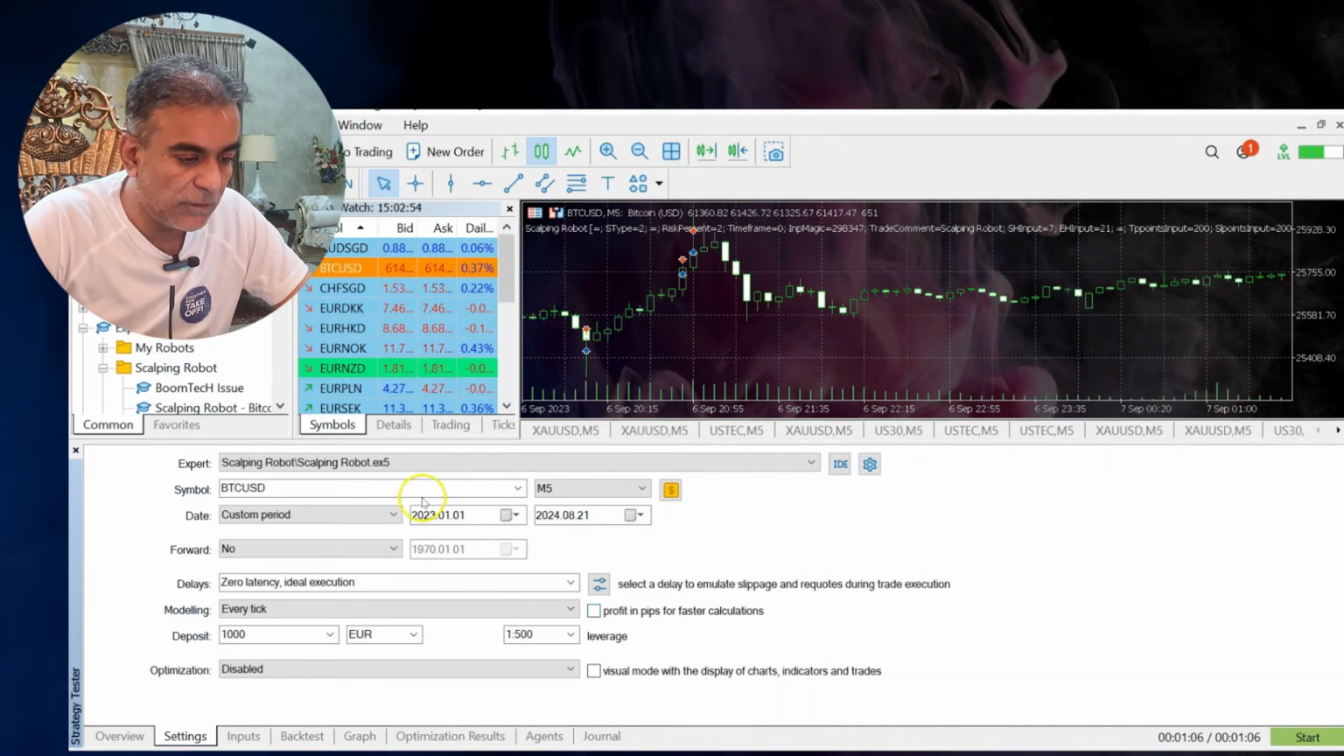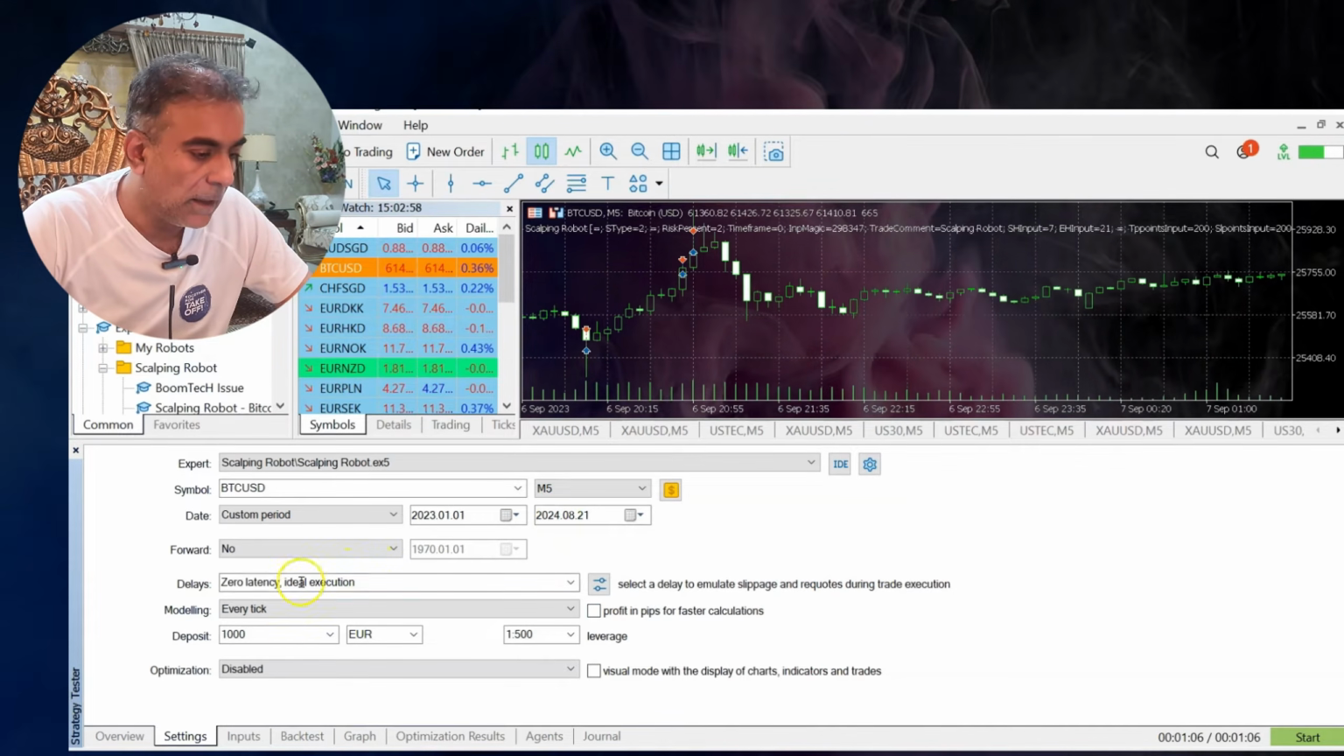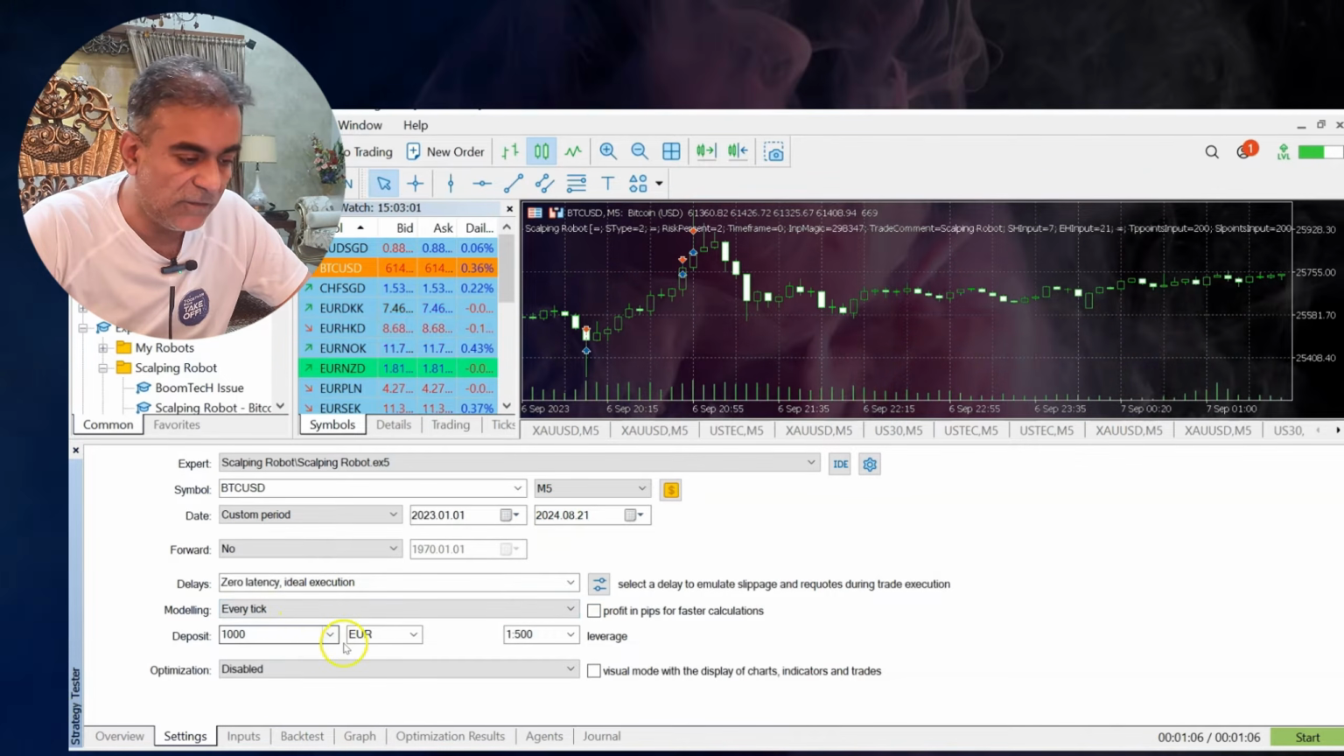Before we get to the coding of the modifications, let's run a quick backtest to have a bit of an indication of what the EA is all about. So I'm going to start with BTC USD on a 5-minute chart starting from 2023 until 2024 today. I'm going to run it on every tick with a €1,000 balance to start with.